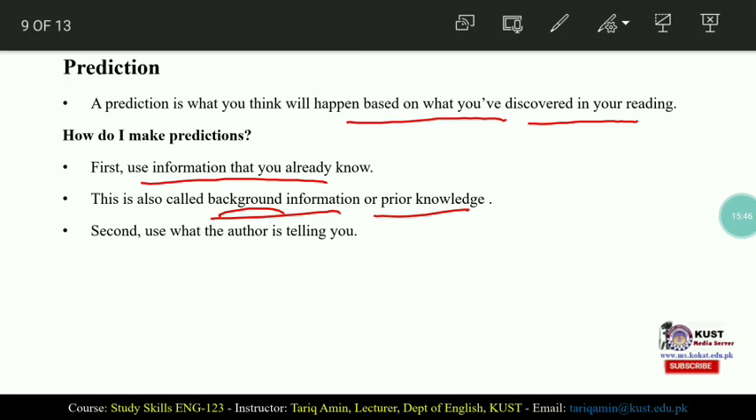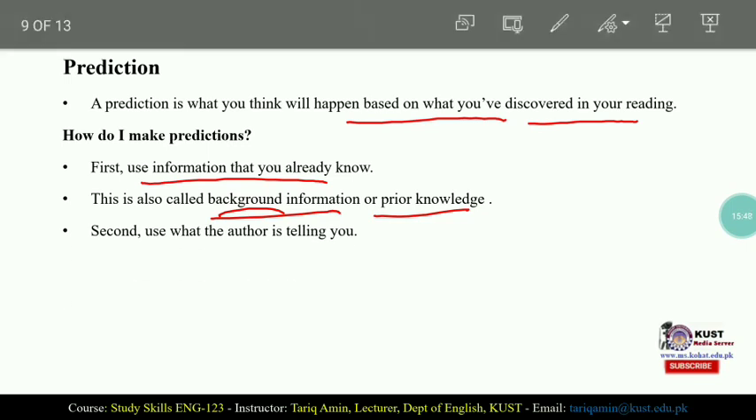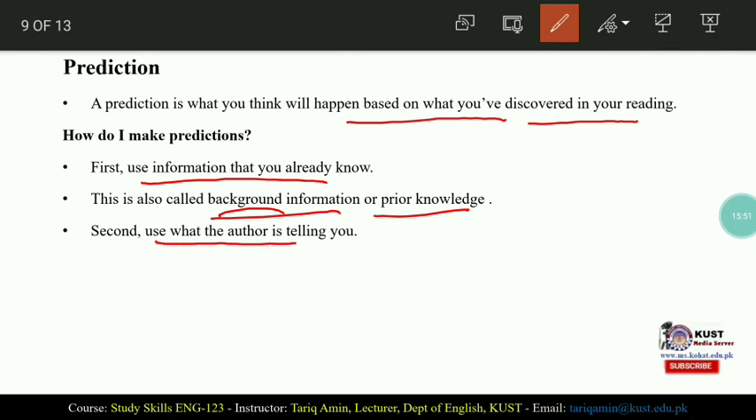After that, the second step is to use what the author is telling you. This means you need to use the knowledge that you get from the text, all the points that the author is telling. Now you need to combine these two types of information: the first is your background information, and the second is the information that the author is delivering to you. On the basis of these two types of knowledge, you can predict.